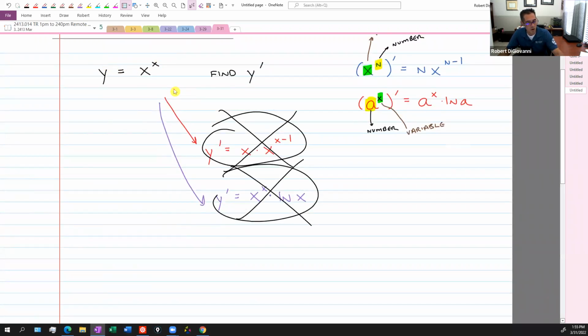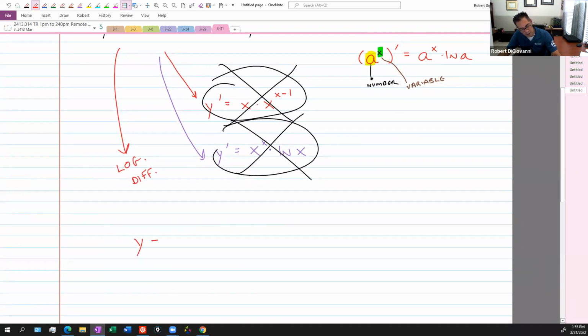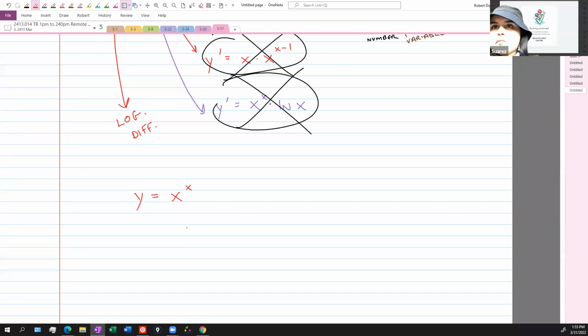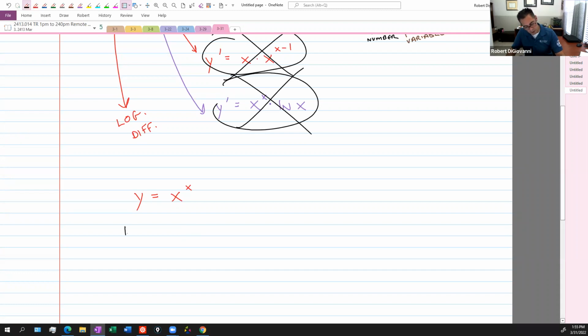So none of those work. What we need to do this is logarithmic differentiation. And we're just going to follow the same steps we just had. So what was the first step for logarithmic differentiation? Log on both sides, right? So we take the log on the left, we take the log on the right.